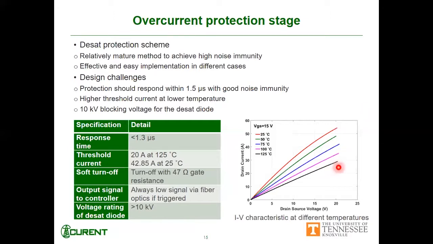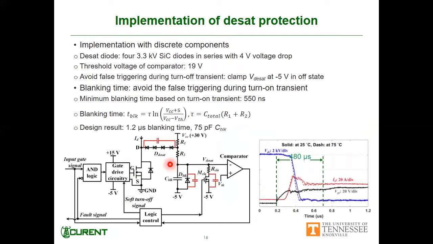And the device's IV characteristic is very different at different temperatures. So by monitoring the VDS, that gives us different threshold current at different temperatures. These are the specifications of the protection here. At 125 degrees C, we achieve the threshold of 20 amps, which is the current rating of the device. And this slide shows the implementation of the desaturation protection.